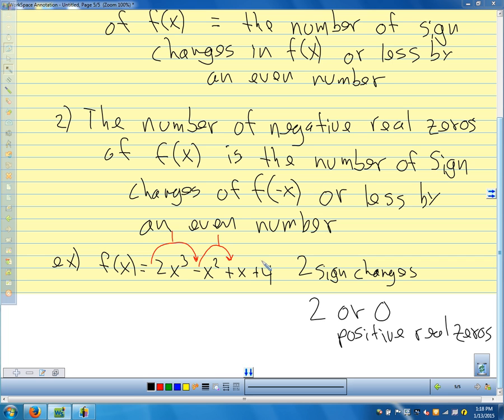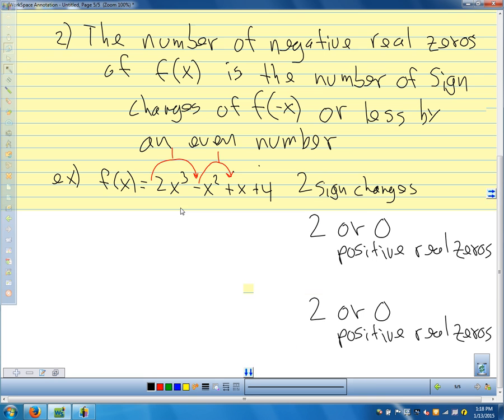No, so it doesn't change signs. We're counting how many times the numbers in front here go from positive to negative or negative to positive. So here's positive to negative, so that counts as 1. Negative to positive, that counts as 1. And these are the same, so we're not counting it as a change. So this polynomial has either 2 or 0 positive real roots.